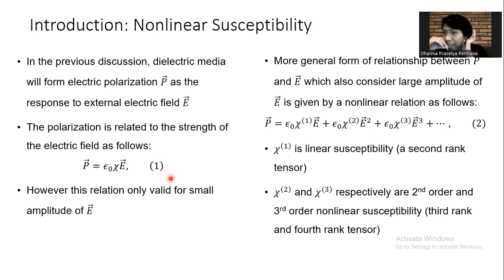Not really that small. I would like to talk not only about the electric field amplitude, but the intensity. As we know from the previous discussion, the electric field amplitude is related to the intensity. When we get a high amplitude, we get a high intensity. So I will talk about it in terms of intensity. This effect of nonlinear interaction will be triggered when we have high intensity.